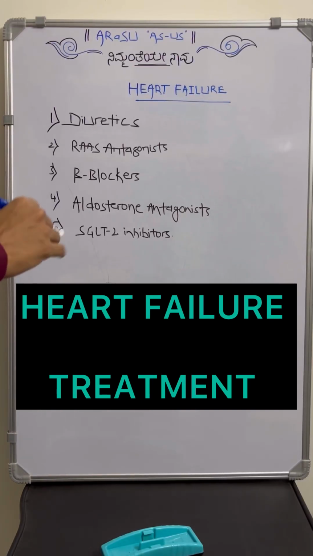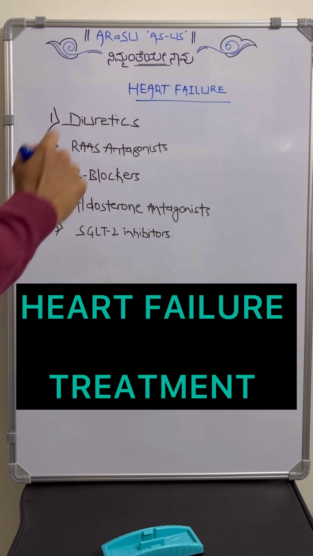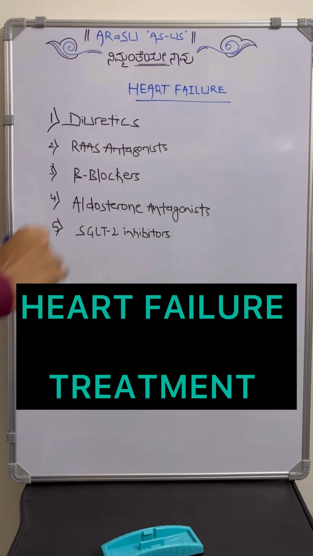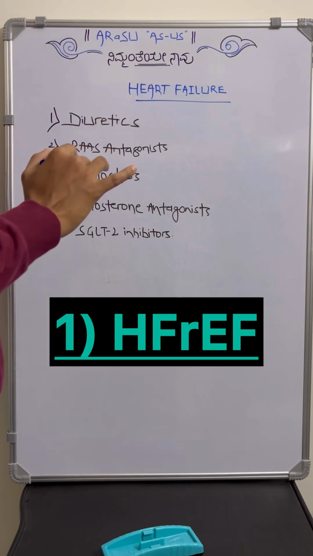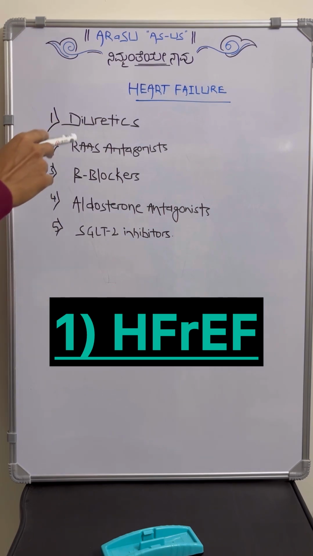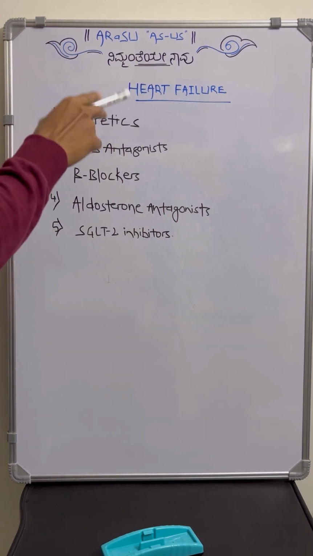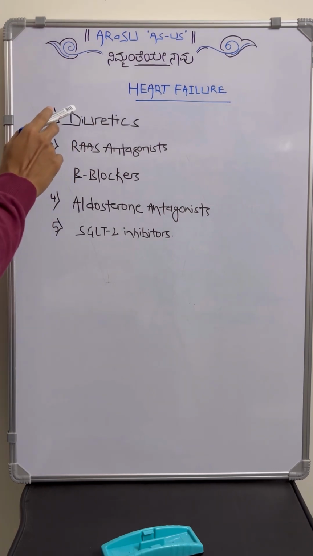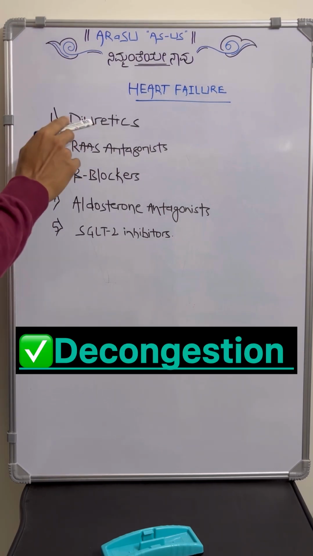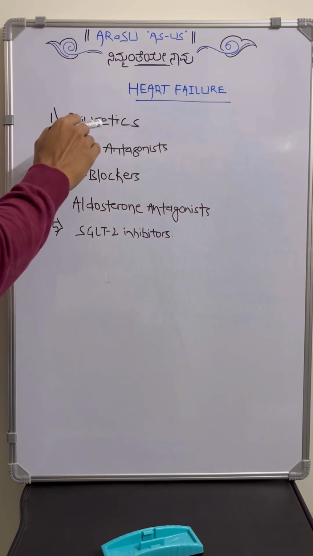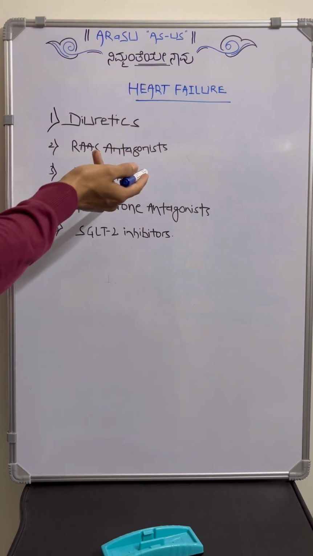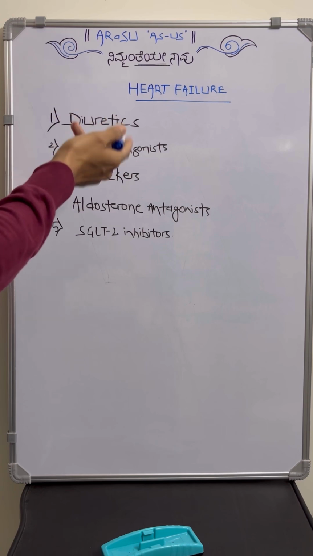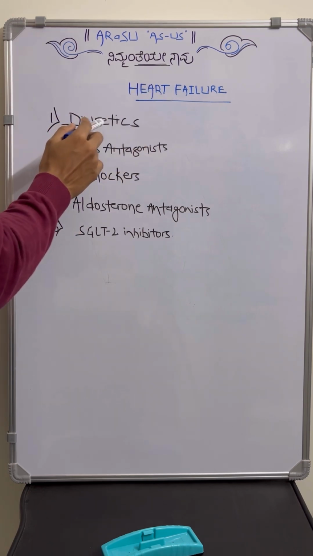Today we will discuss what medications have to be there when we are treating a case of heart failure. Especially, first we will discuss heart failure with reduced ejection fraction. As we know, in heart failure with reduced ejection fraction, there will be congestion. So, for decongestion, we can use diuretics. We have to use diuretics, or we can also use nitrates. That will also help, especially in case of acute pulmonary edema. So, that will help for decongestion.